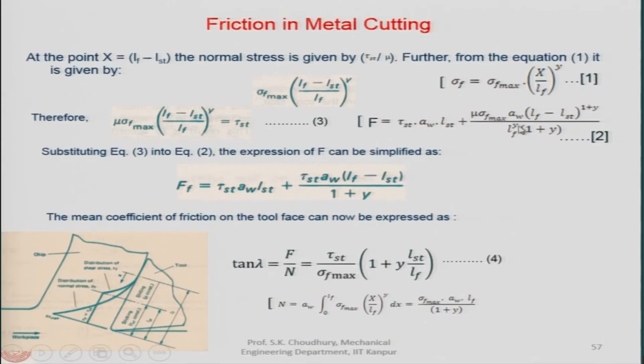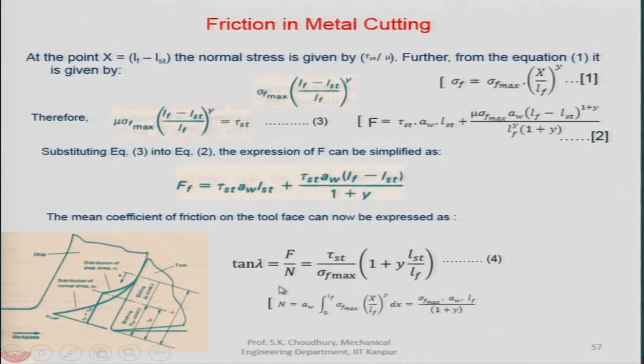Now, substituting this equation 3, what we got here, into 2, that is f, then we simplify this factor. This will be equal to tau st AW LST, this remains the same, but this factor is simplified. So, this will be tau st AW LF minus LST divided by 1 plus y. Okay. We are simply putting this value here, and we are getting here the tau st, this is important. So, here the mu is gone, as you can see. We try to avoid the mu and the sigma f maximum, which has been done here.